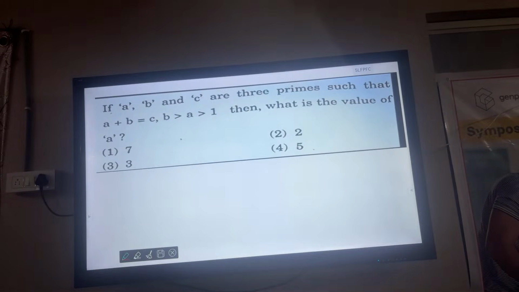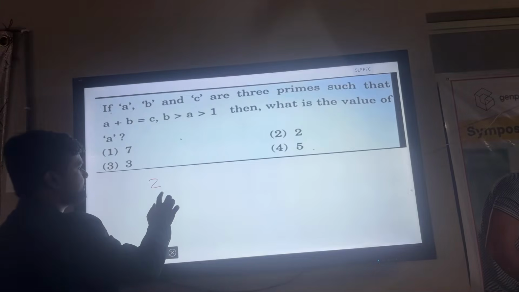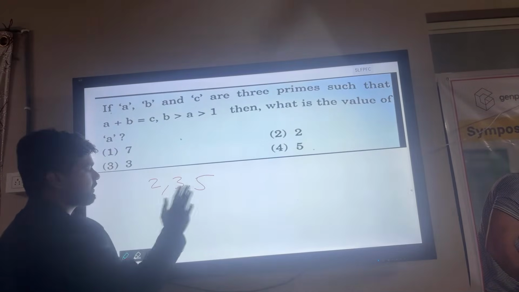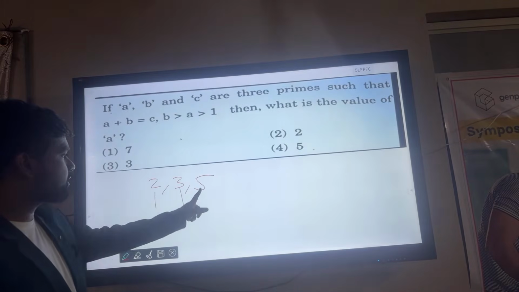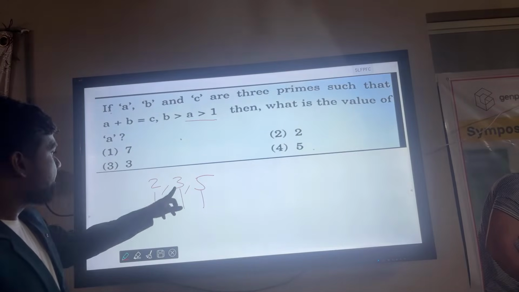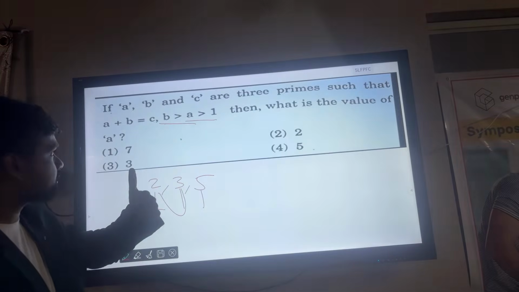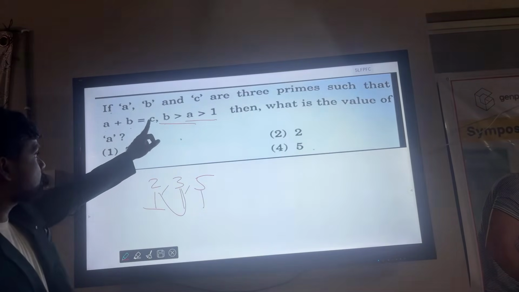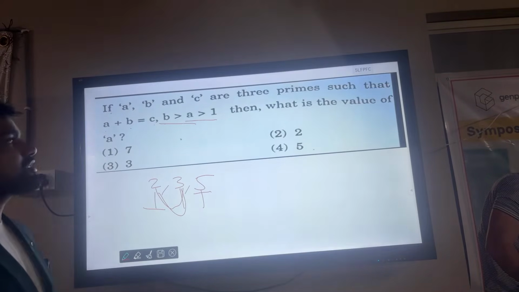Okay, let us assume prime numbers. We will be getting 3 prime numbers. I will assume 2, 3, 5. As per the condition, this is A, this is B, this is C. A value is greater than 1. Yes. B value is greater than A. Yes. A plus B is equal to C: 2 plus 3 is equal to 5. Yes. So my assumption is correct.